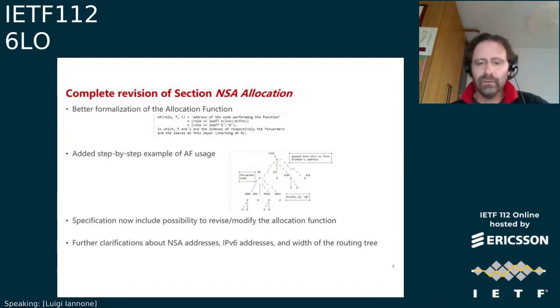Yet, at the same time, the allocation function is open to be modified if someone wants to. If by any reason someone finds something that allows you to improve one aspect or the other, the specs now allow to upgrade the allocation function. And we also added further clarification about the NSA addresses themselves, how they interwork with IPv6, and what happens with the width of the routing tree depending on the topology that we have.